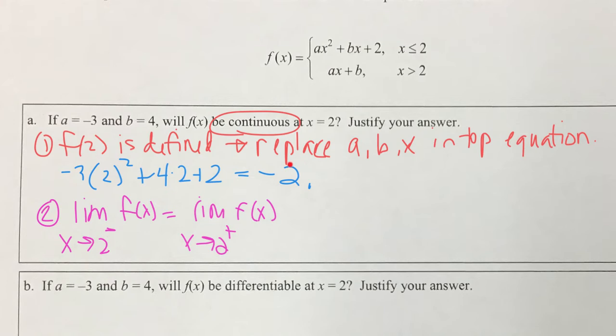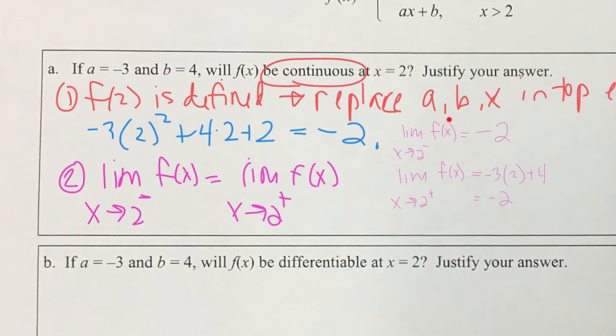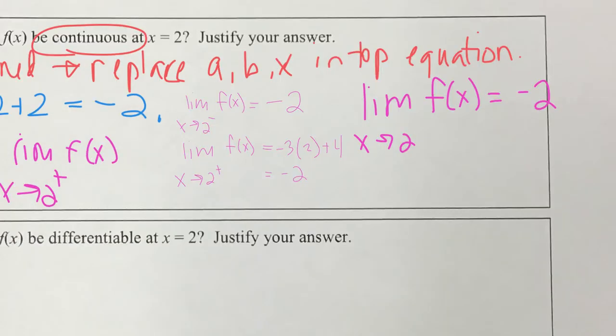Now, if the limit from the left and the right is the same as the y value when x equals 2, then your function is going to be continuous. So let's do all the work to find the limit from the left and the limit from the right. The limit from the left is -2, just like it was for part 1, and the limit from the right is also -2. So the limit as x approaches 2 is -2 also. We can combine these two things to answer our question.